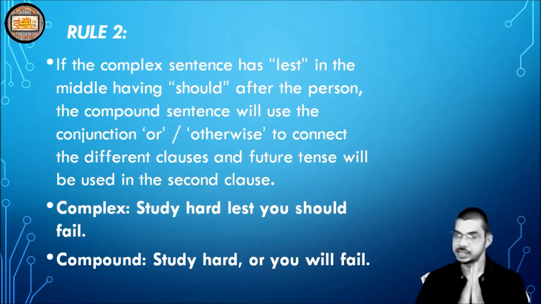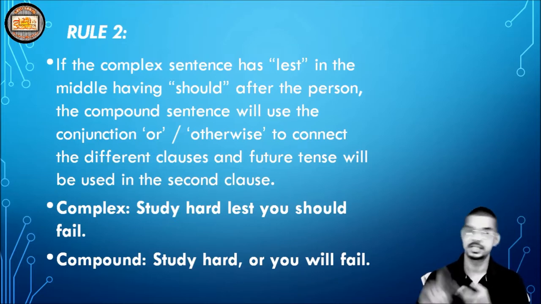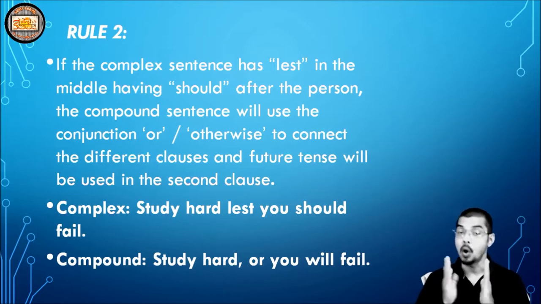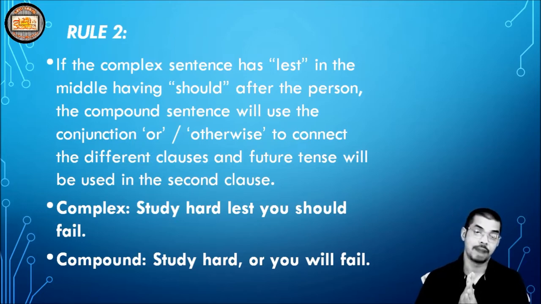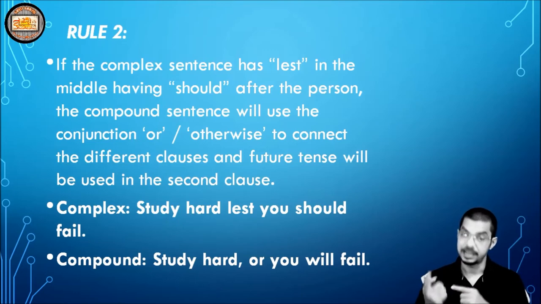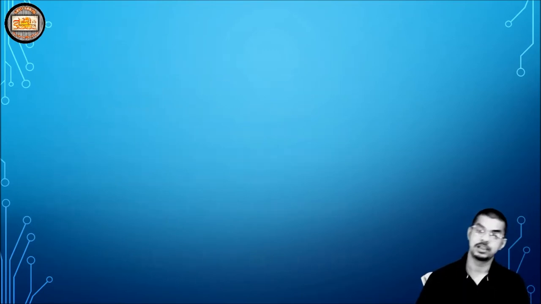In the complex sentence you get lest, and after this the clause comes with should. So it's a lest plus should combination, and when you transform it into compound sentence, you have to put a comma and use or otherwise for the second clause. And here you must remember that for the second clause you have to use future tense. Look, you should fail, we have converted into you will fail. So this is how we may transform complex sentences with lest and should into compound sentences.